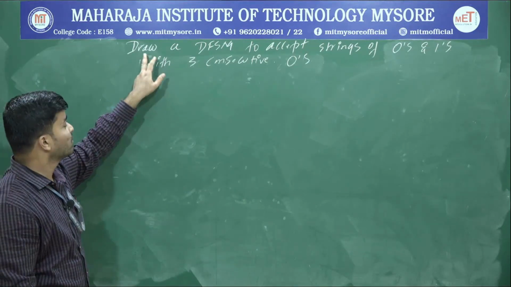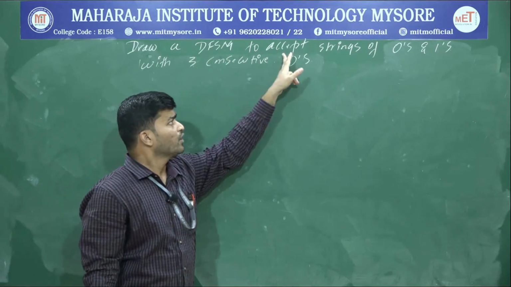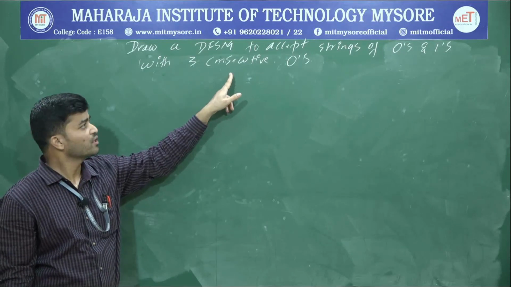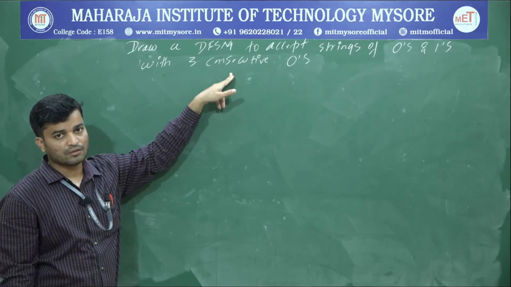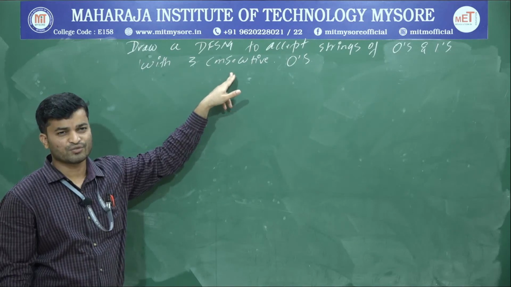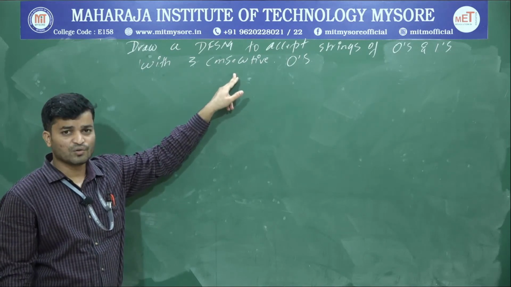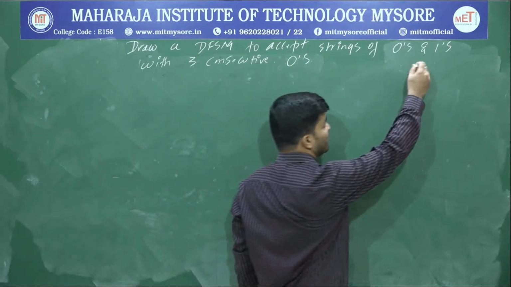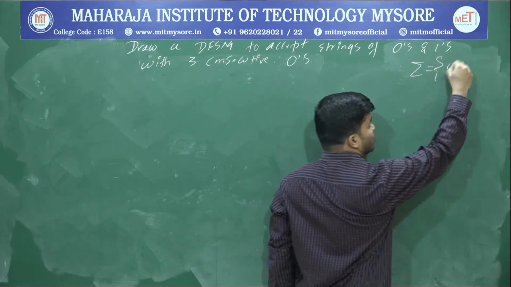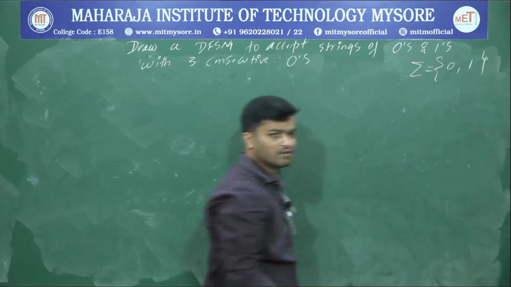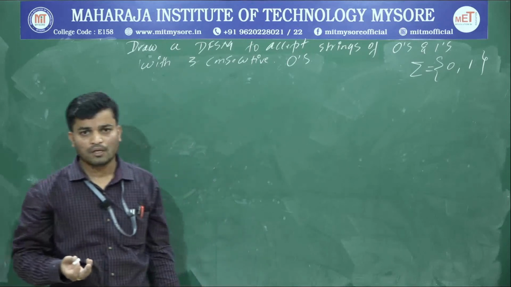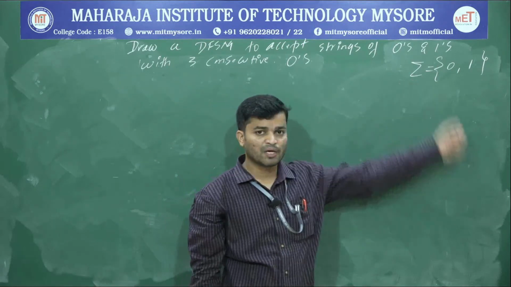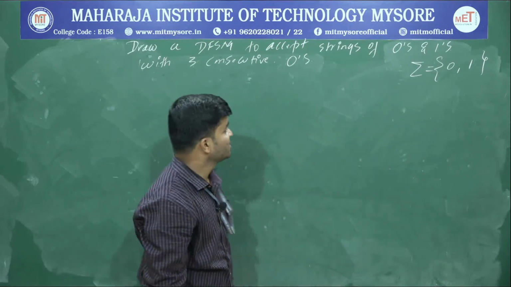So the next problem: draw a DFA to accept strings of zeros and ones with 3 consecutive zeros. Consecutive zeros means continuous zeros. There should be the substring 000. Strings of zeros and ones means sigma is 0, 1. Strings of A's and B's, sigma is A, B. Strings of A, B, C, sigma is A, B, C.